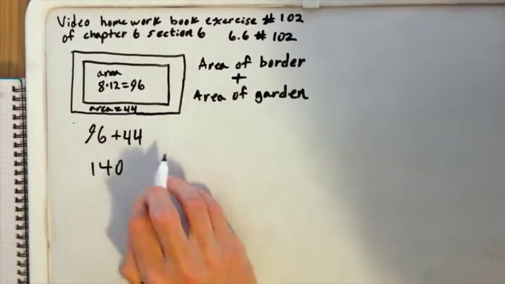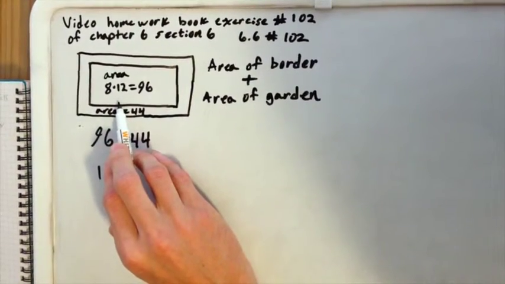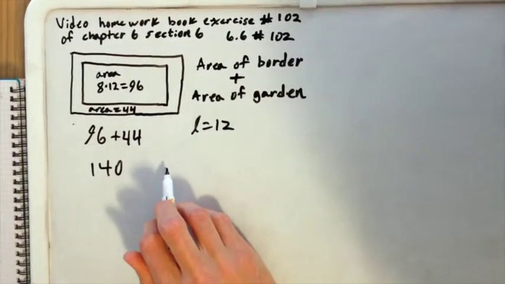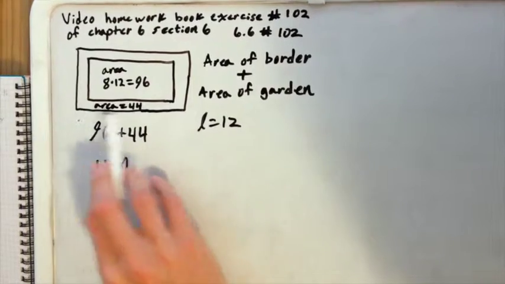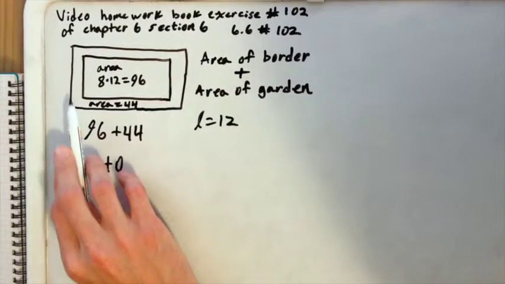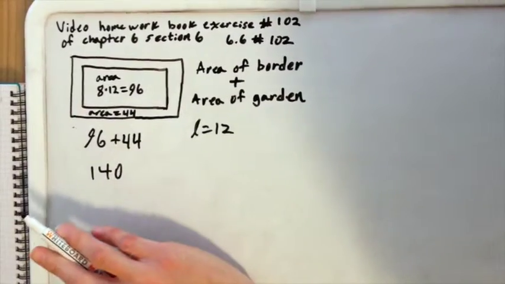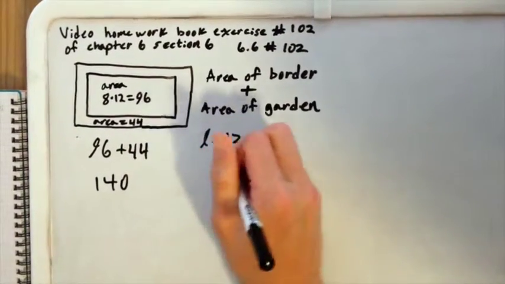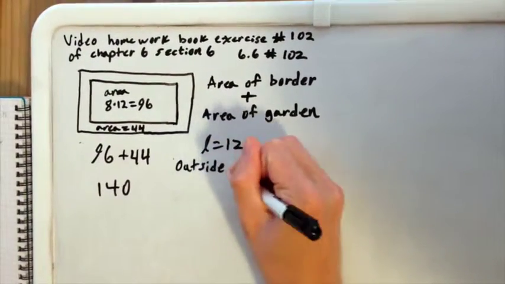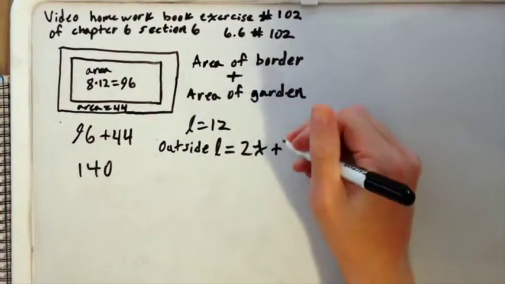Now we need to set that equal to something. We know that the length of the inside garden is equal to 12, and we have to figure out the length of the outside border. So we know it's going to have to be 12 plus something. And we know that this side is equal to this side. It's uniform width, so we set it equal to x earlier. So we can have that set. The outside length equals 2x plus the inside length of 12.